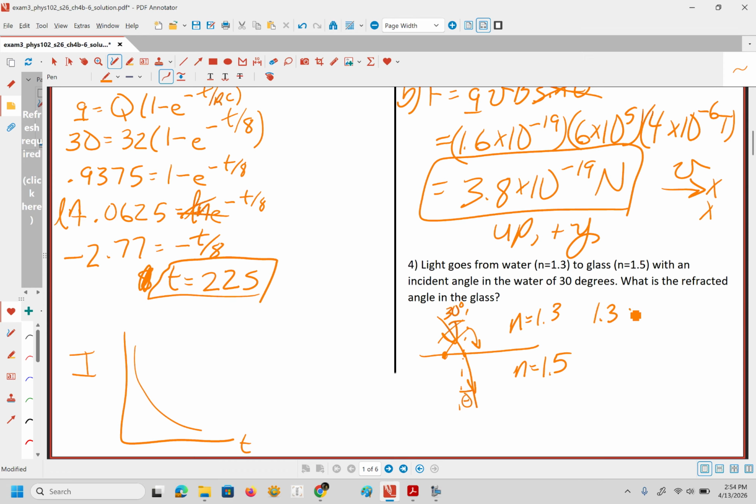1.3 sine of 30 equals 1.5 sine of theta. So that's the inverse sine of 0.433. I get 26 degrees. So theta is equal to 26 degrees. That's the answer. And it is less than 30 as I would expect.